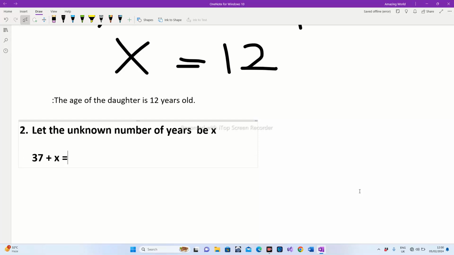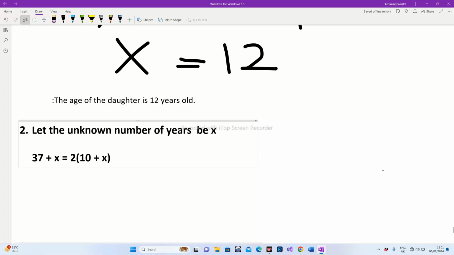Then equals to, note we have been told in the question that the age of the father will be twice the age of the son. So that will be 2 times the age of the son, who is 10 years old. And then in that unknown number of years, it will be 10 plus the unknown number of years. I hope this is very well explainable.